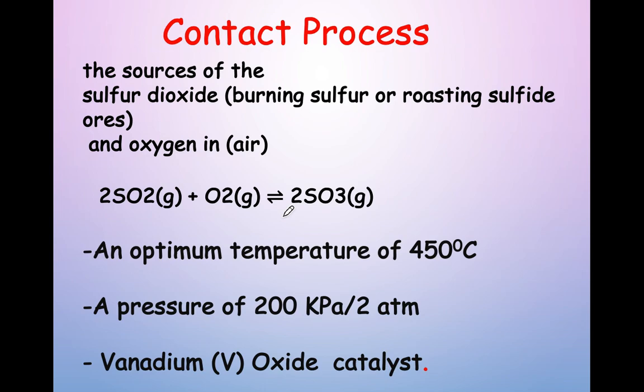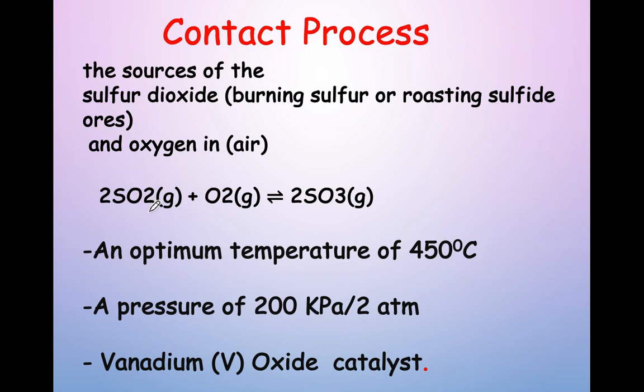Also, we have another process which is called the contact process to produce sulfuric acid, where one of the steps is a reversible reaction, in which sulfur dioxide reacts with oxygen to form sulfur trioxide gas. Sulfur trioxide gas reacts with sulfuric acid to form oleum, and the oleum will react with water to give 2 molecules of sulfuric acid, which is a reversible reaction.